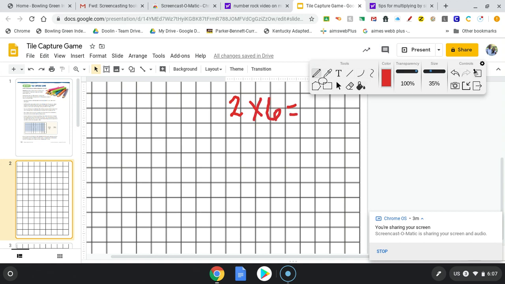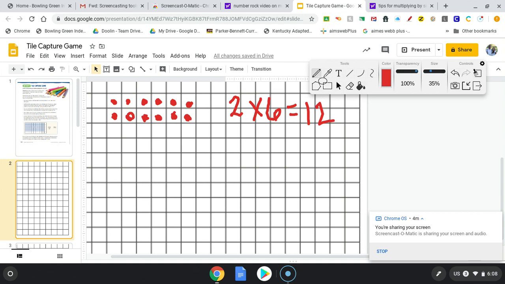So you're going to make an array or an area model for 2 times 6. So you would have 2 rows of 6, 1, 2, 3, 4, 5, 6, and then again 6 here. So you have 2 rows of 6, and 2 rows of 6 equals 12.